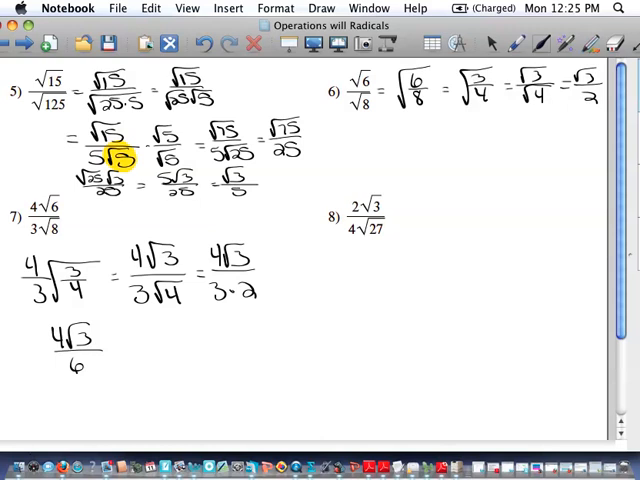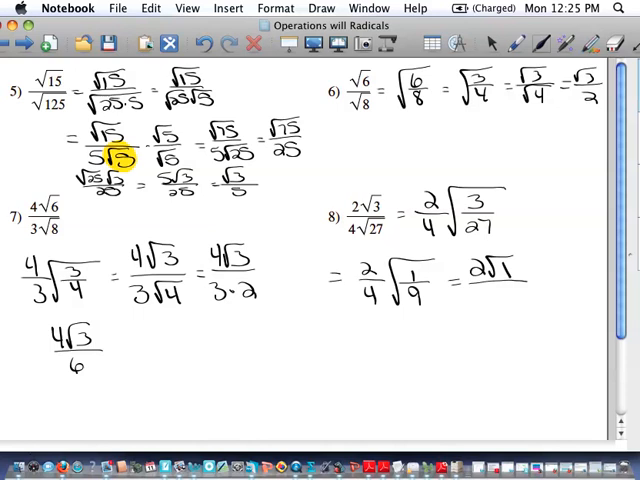Number 8, when I look at number 8, again I see that I have that property, 3 over 27. You might recognize that is 2 root 1 over 9. So that becomes 2 times the square root of 1 over 4 times the square root of 9. Square root of 9 is 3. So I have 2 over 4 times 3, which is 2 over 12, which becomes 1/6.